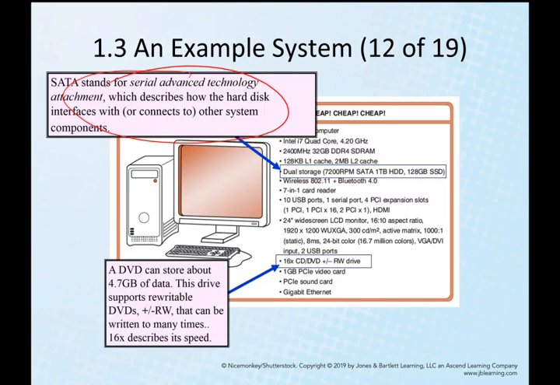It stands for Serial Advanced Technology Attachment. It's the type of connection between the hard drive, the memory, and the computer. And the other storage device that we have is the DVD on this computer that can store up to 4.7 gigabytes.